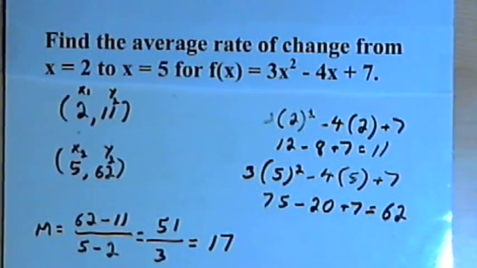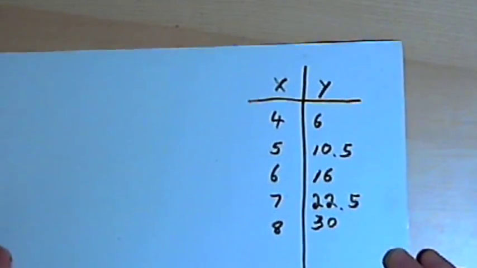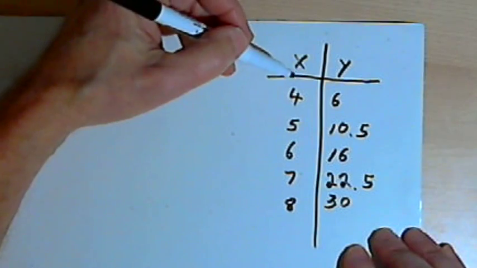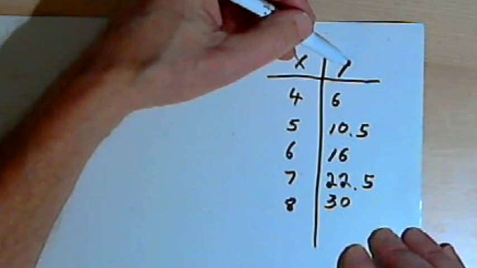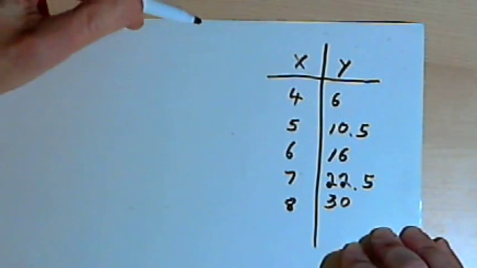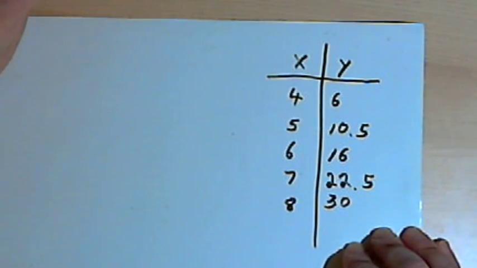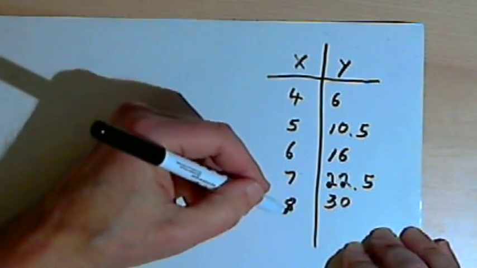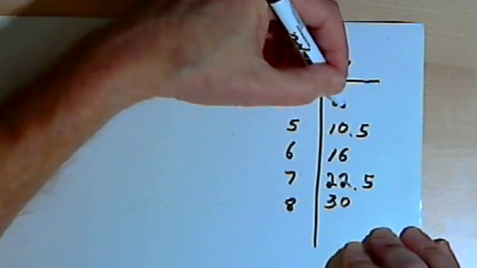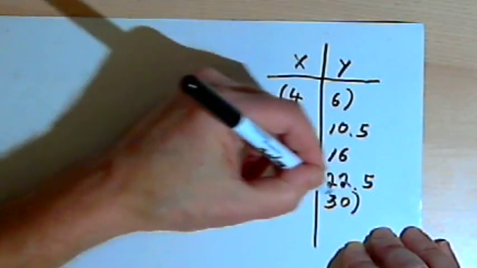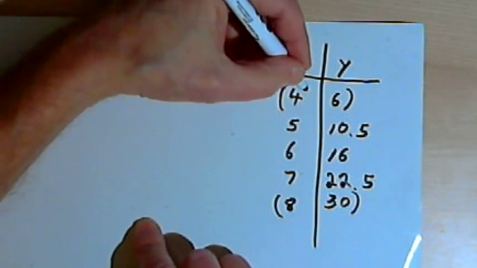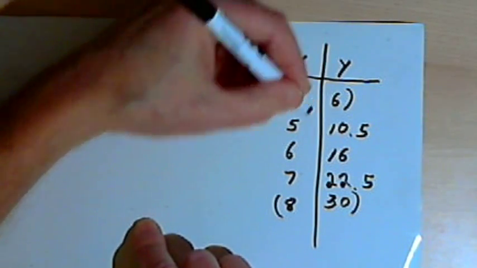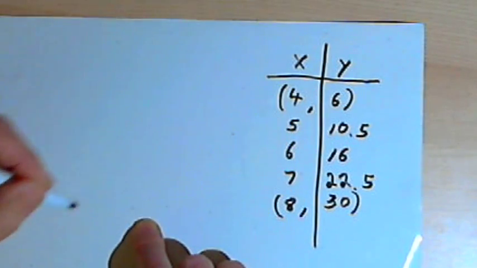Okay? You might be given this one more way. You might be given a table of values. This is probably the simplest way of all. Let's say we've got this table of values for x and for y. Or instead of saying y, it might say f of x. It would be the same thing. And we want to know what the average rate of change is from x equals 4 to x equals 8. Well, we've got our x sub 1 and y sub 1 and x sub 2 and y sub 2. We have 4 and 6 and 8 and 30.